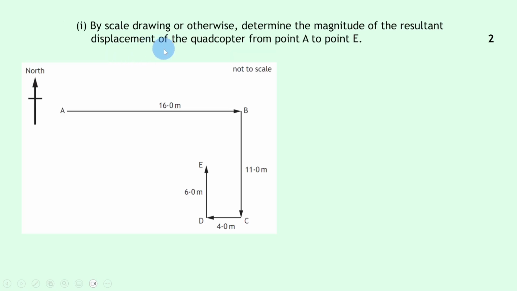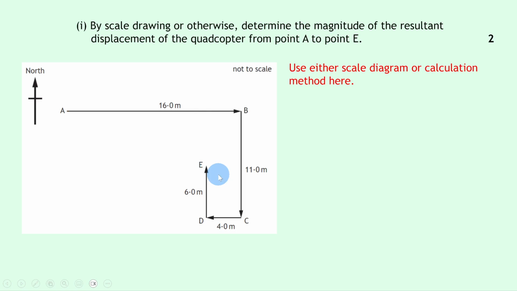Part 1 says by scale drawing or otherwise, determine the magnitude of the resultant displacement of the quadcopter from point A to point E, and there's 2 marks available here. Well, here we want to use either the scale diagram or calculation method, and I'm going to use the calculation method here, so I'm going to draw a sketch on my diagram to create a triangle, and because we want the magnitude of the resultant displacement, my triangle needs to include that, so the shortest distance from start to finish here is from A to E, so that's going to be my resultant displacement vector from A to E.